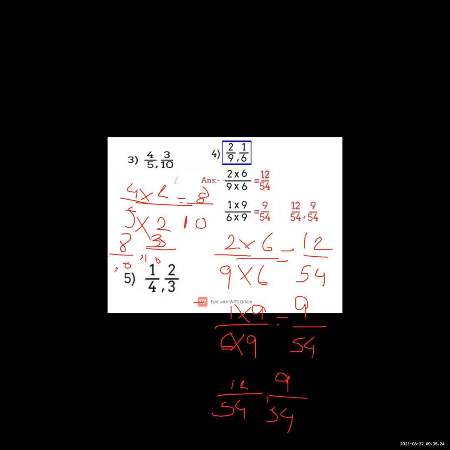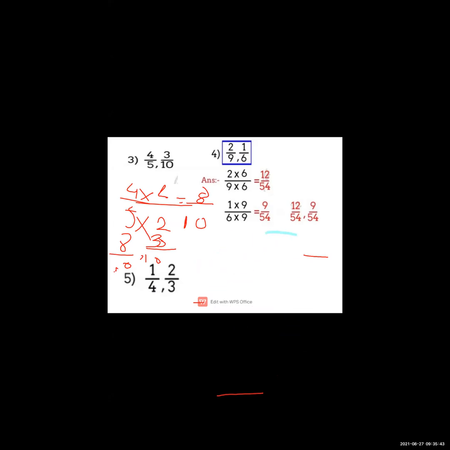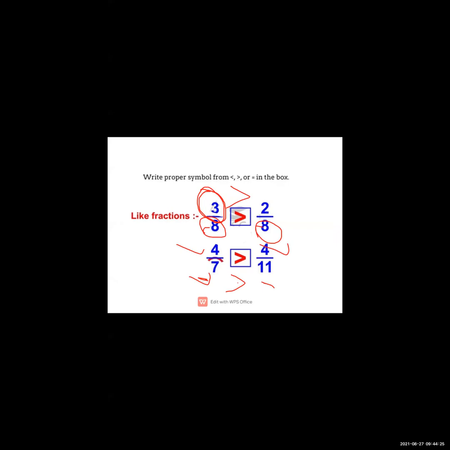So we got the same denominator. It means now it is a like fraction. We have converted them from unlike fraction to like fraction. The sum is solved. That's why I'm rubbing it so you can easily see it. Now here we have to give a proper sign, symbol.